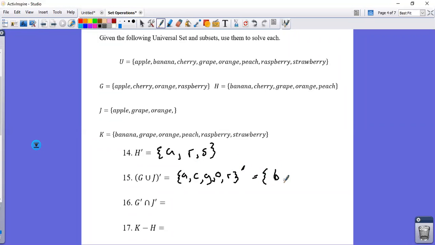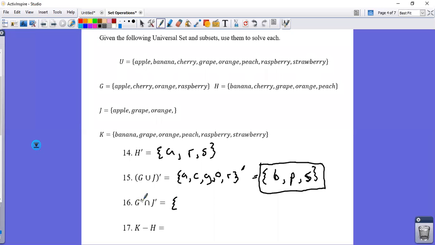So that's banana, peach, and strawberry. So that's the final answer for that one. So take them one at a time, and it's just like order of operations. If there's parentheses, do what's inside the parentheses first. If there's no parentheses, do what's on the outside.